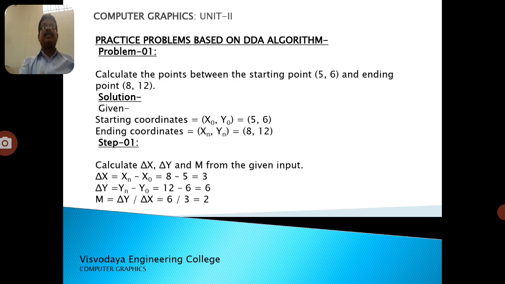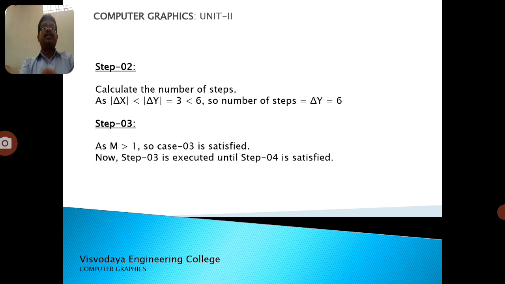Now coming to the practical example. Suppose we take the starting point as 5, 6 and the ending coordinates as 8, 12. We find delta x equals xn minus x0, which equals 8 minus 5, that is 3. Delta y equals yn minus y0, which equals 12 minus 6, that is 6. And m, the slope value, equals delta y by delta x, that is 6 by 3, equals 2. Now coming to the slope value, you can observe here the three conditions are taken.